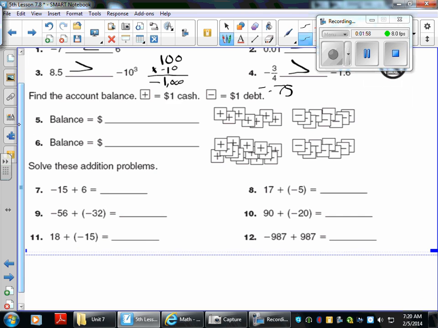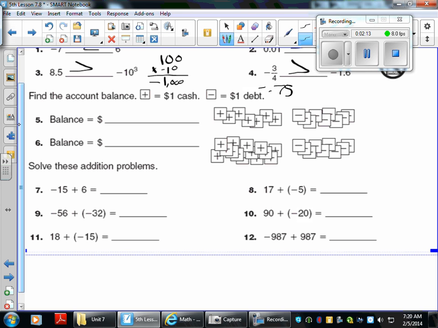So the next problem, they're asking us to find the account balance. A plus equals $1 of cash, and a negative sign equals $1 in debt, or $1 we owe. So this one is pretty simple, just count the counters.